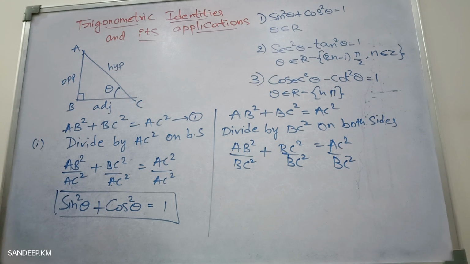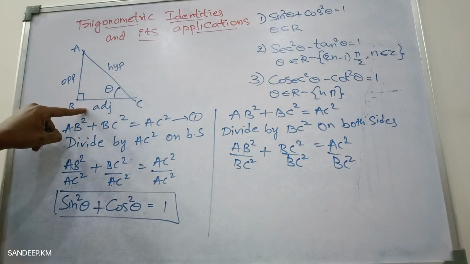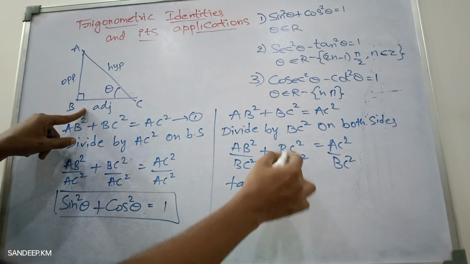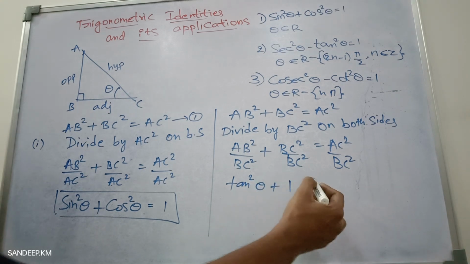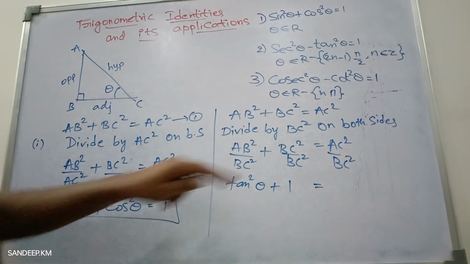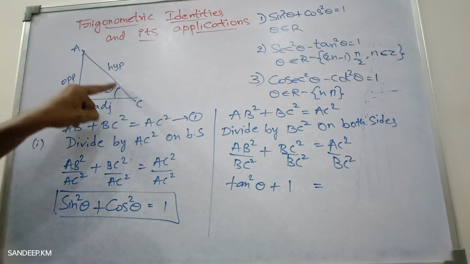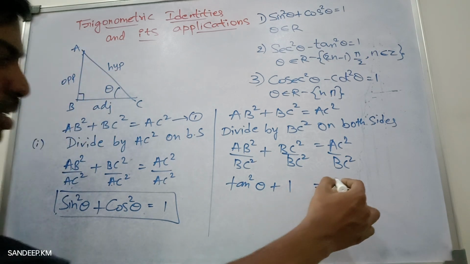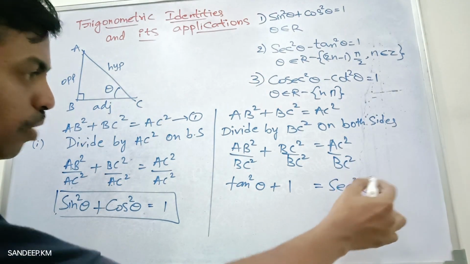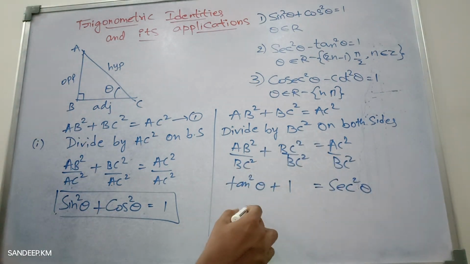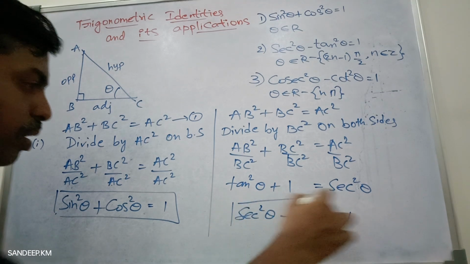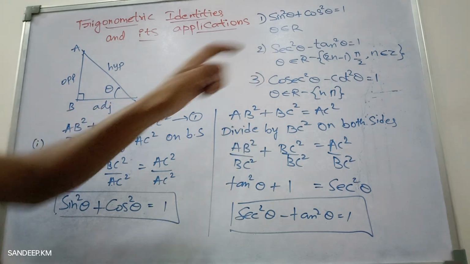Now come back to the figure once again. AB by BC is opposite by adjacent. Opposite by adjacent is tan theta with square. And BC square by BC square is 1, equal to AC square by BC square. That means AC by BC is hypotenuse by adjacent. Hypotenuse by adjacent means secant theta with square. And transpose it to the right side, sec square theta minus tan square theta is equal to 1. So this is how I have proved the second identity.